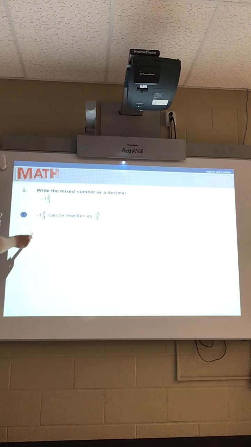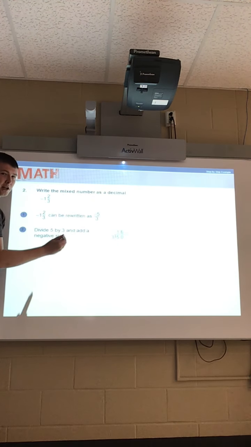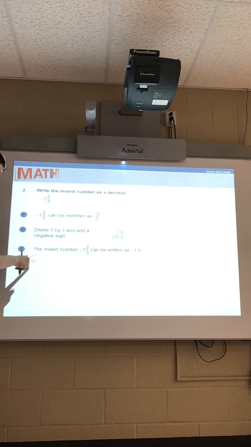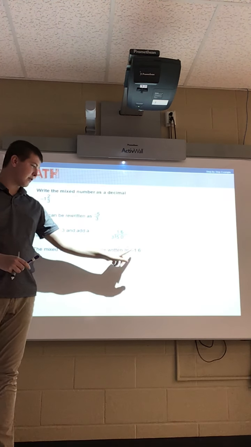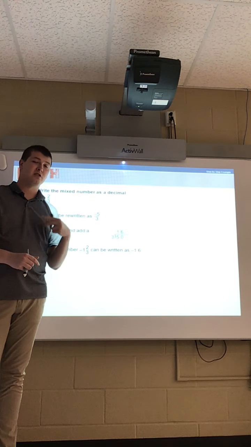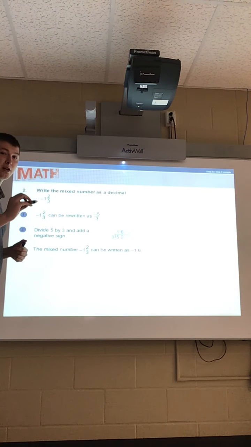Okay, and when you do it, it can be written as that. So divide 5 by 3 and just add the negative sign to your answer. When you get it, you'll surely find out that that 6 keeps repeating, right? And so it will never stop. So how you can write it as an answer is negative 1.6, and you write that line over it, and that tells people that it is a repeating decimal, and that 6 is what repeats.